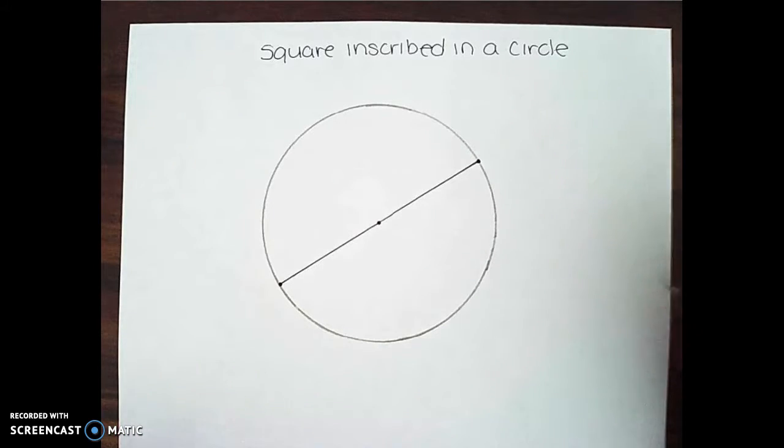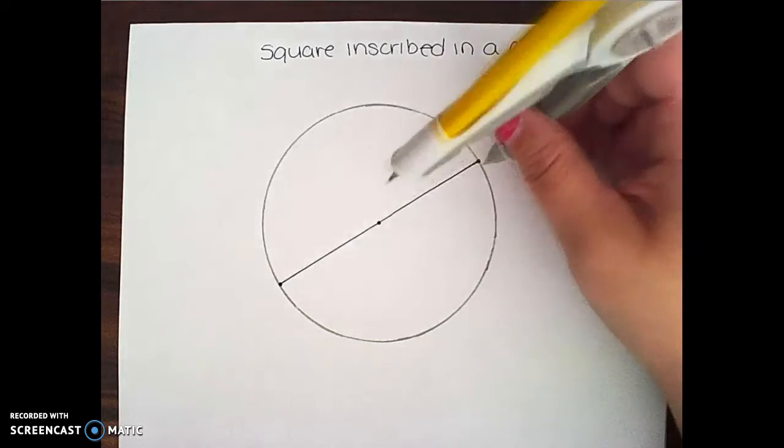So from here we need to know some properties of a square. Properties include that the diagonals are congruent, the diagonals are perpendicular, and the diagonals bisect each other. So what I'm going to do is actually construct the perpendicular bisector.